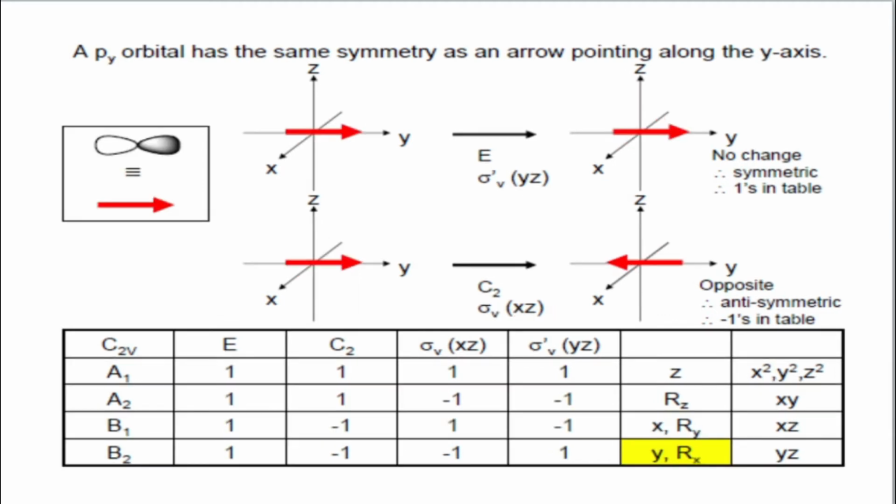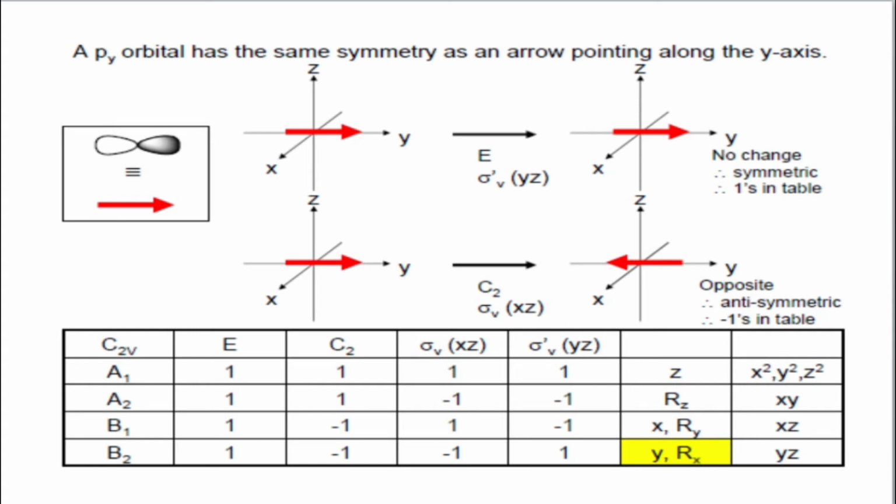See, one more orbital, it's a Py orbital. For identity and sigma yz there is no change, so it is symmetric with respect to that operation. But y as a symmetry function is antisymmetric for C2 and sigma xz because the direction is going to change. So B2, which is antisymmetric for C2 and sigma xz, represents y as a linear symmetry function.